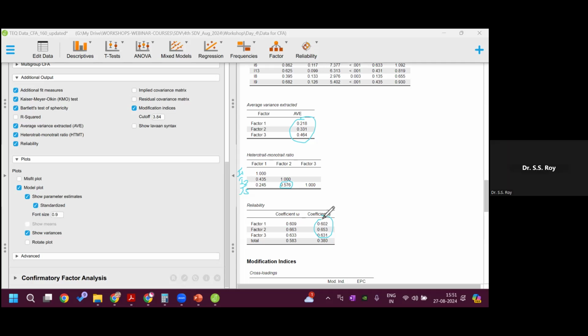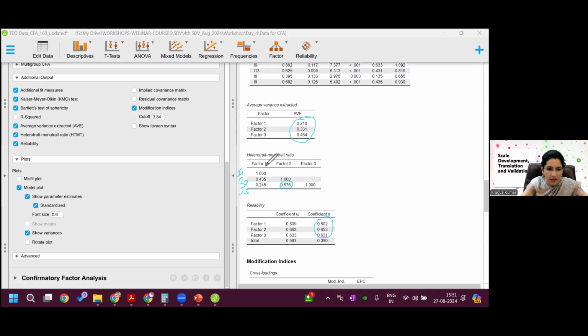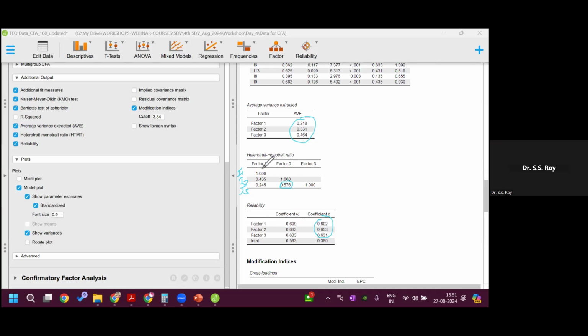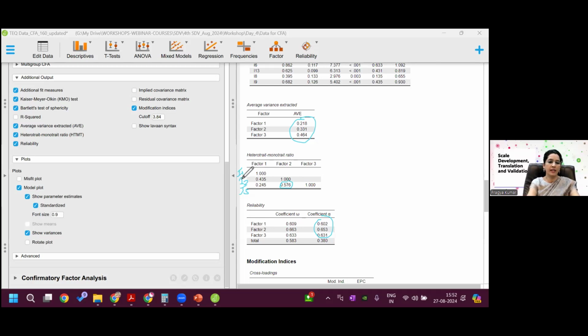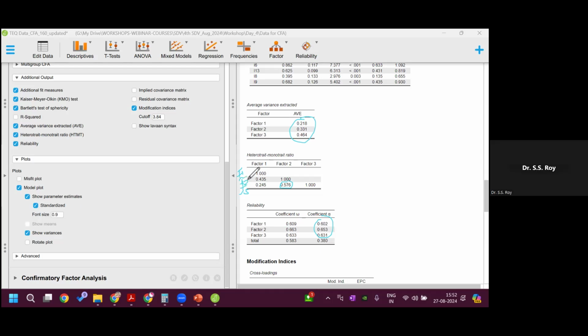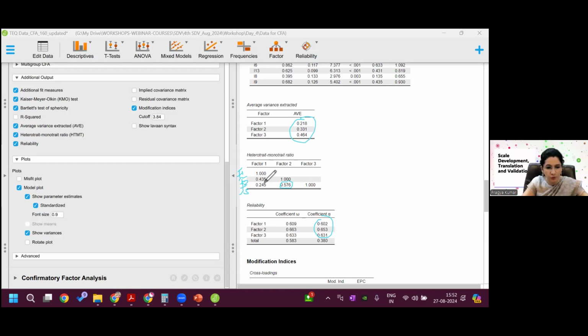Madam, HTMT, I cannot get it. Between I1 and I3. This is I1. I have written I1 by mistake, but it is F1. Consider this as F. Sorry. Understood, ma'am. So F1 and F2, it is 0.57. Between 2 and 3.